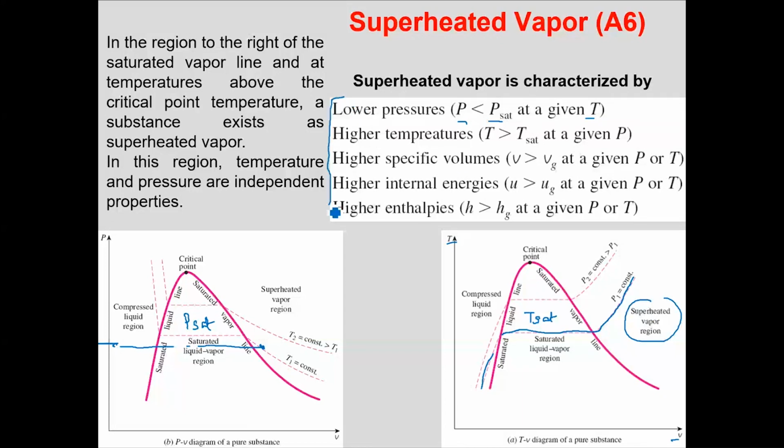So now you can identify, if pressure or temperature is given to you, two properties are given to you, you will identify your corresponding region and then go to the corresponding table, which is table A6 for superheated vapor. Now let's see how the table in superheated vapor works.